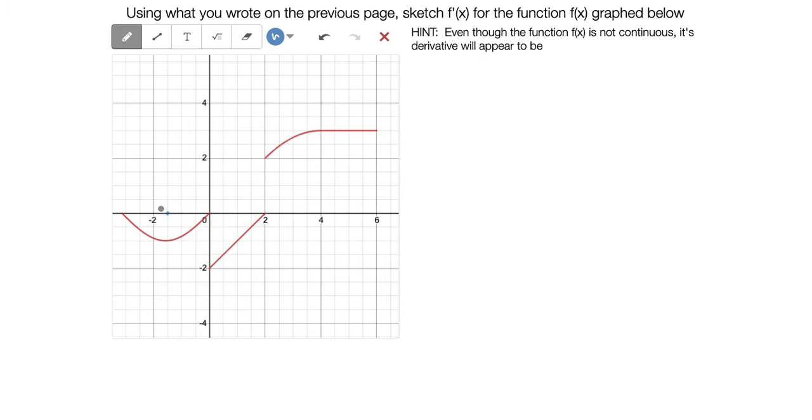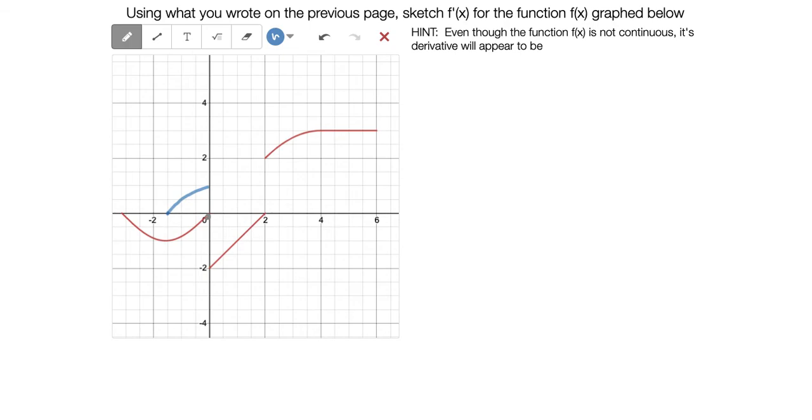Now, for all the points to the right here, the function is increasing, which means the derivative is going to be positive. Now, it does seem to be getting a little bit steeper. So the derivative starts out at 0, then it starts getting bigger and bigger. It starts going up faster. So I'm going to draw a curve for the derivative that increases.